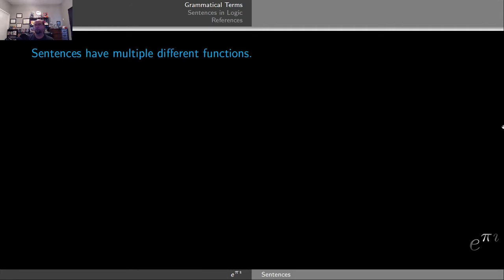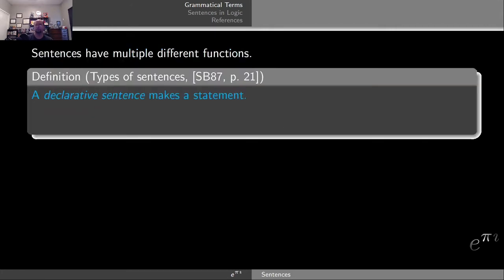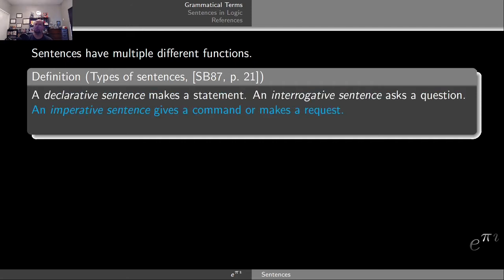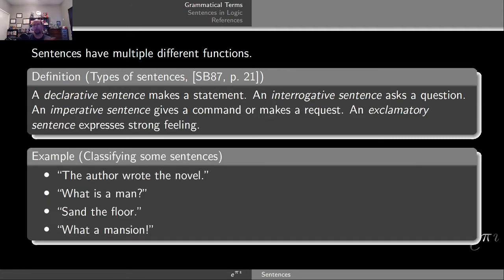Indeed, sentences have multiple different functions. So specifically, a declarative sentence makes a statement. An interrogative sentence asks a question, an imperative sentence gives a command or makes a request, an exclamatory sentence expresses some kind of strong feeling, and each of the examples from the last slide is an example of each one of these types. The author wrote the novel, for instance, is declarative.